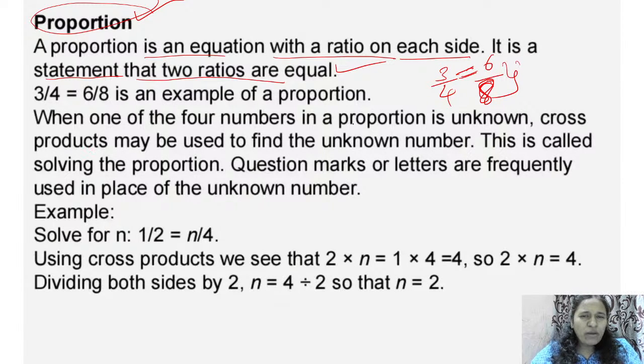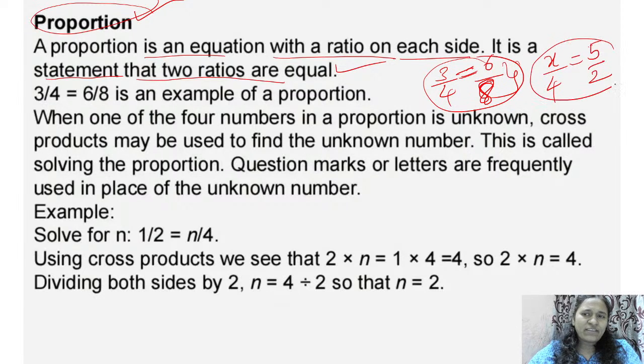When one of the four numbers in a proportion is unknown, suppose we are equating these two ratios, right? Suppose we don't know one of the values from these four variables. Suppose x by 4 is equal to 5 by 2. If it is like this, we can easily find the value of x by cross multiplying, right? 2x is equal to 20. Then x is equal to 10.